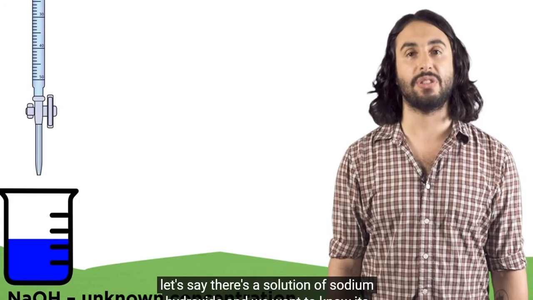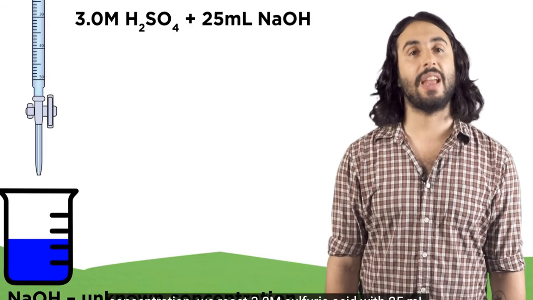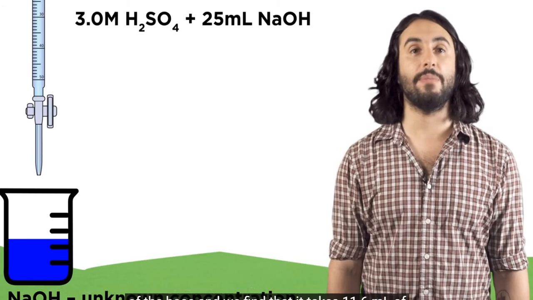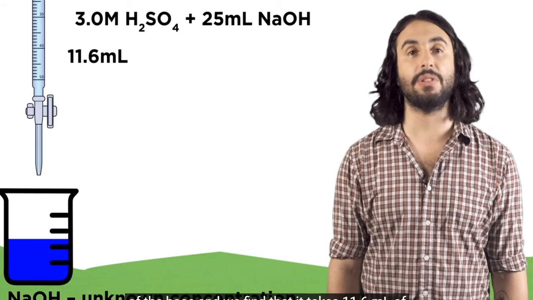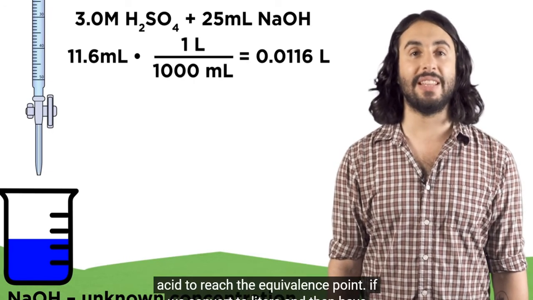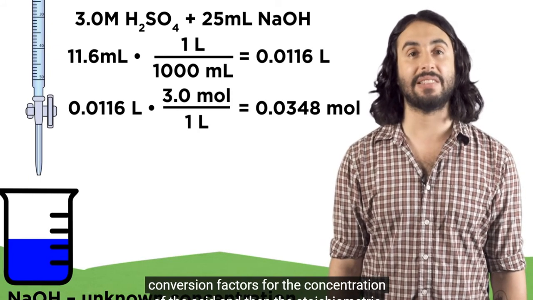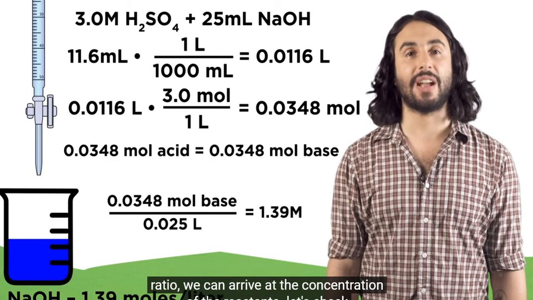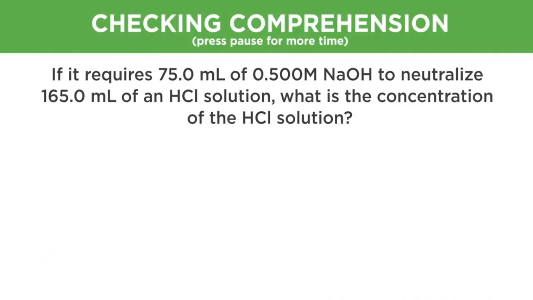For example, let's say there's a solution of sodium hydroxide and we want to know its concentration. Say we react 3 molar sulfuric acid with 25 milliliters of the base, and we find that it takes 11.6 milliliters of acid to reach the equivalence point. If we convert to liters and then use conversion factors for the concentration of the acid and the stoichiometric ratio, we can arrive at the concentration of the reactant. Let's check comprehension.